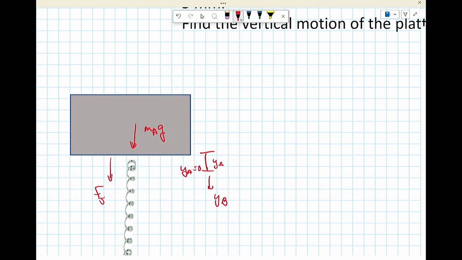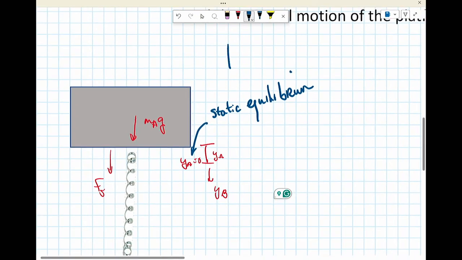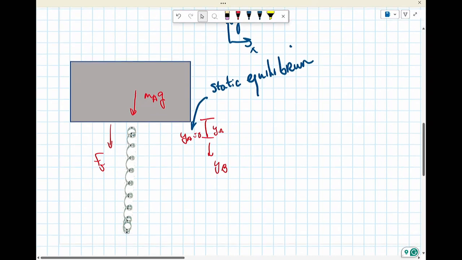When I put things down on scales, of course, they displace. And if I do this as a static equilibrium problem, they displace a certain amount. So I can consider that y sub a. So that's where I start. So that's my static equilibrium position. And this is a nice problem because there's no rotation.